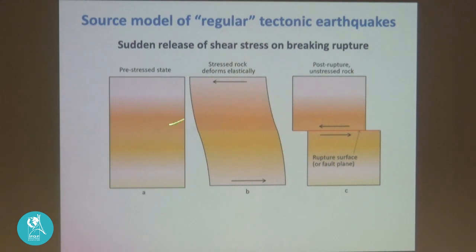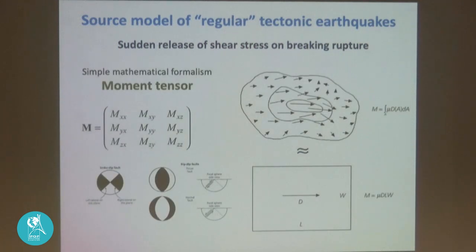So I think everybody knows the basic idea of tectonic earthquakes, that they are produced by sudden release of shear stress on break and rupture. So essentially we have elastic media that is deformed under tectonic stresses. This leads to accumulation of shear stress in some area along some fault plane, and then suddenly this fault breaks, and this is what we call earthquake. So this is a conceptually very simple model, and it has also a very simple and straightforward mathematical description.